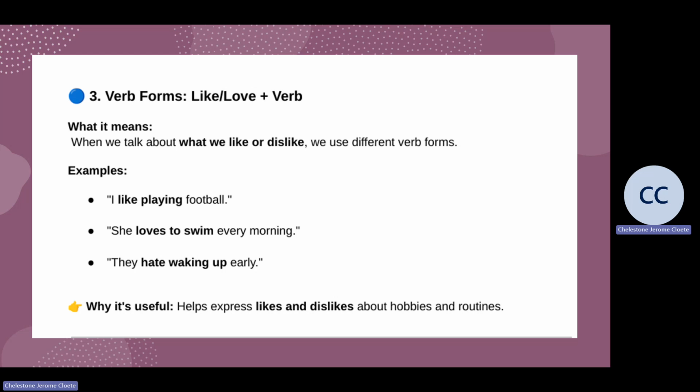So, why is this useful? This is useful because it helps us express likes and dislikes about our hobbies and routines. All right.